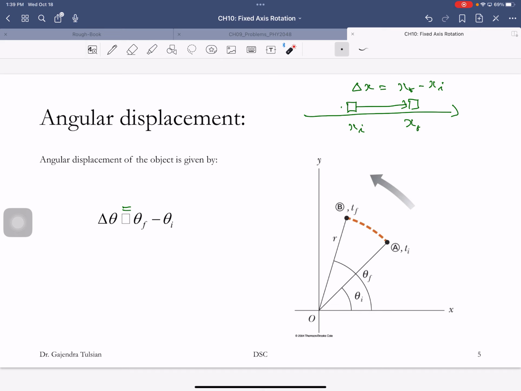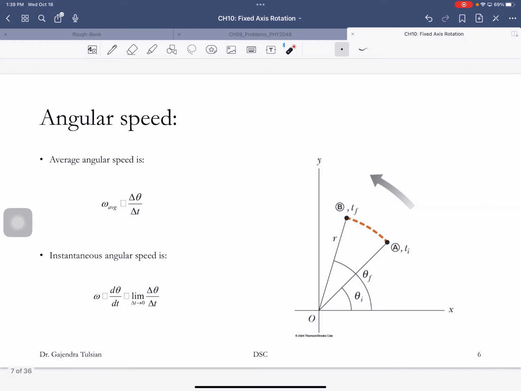Okay, so this is the angular displacement, just like this was the linear displacement. The displacement vector is a vector that points from your initial position to your final position. Average angular speed, denoted by omega, is the angular displacement divided by the time over which this happened. And instantaneous angular speed, which is our angular velocity, is d theta by dt. So this is the parallel of dx by dt.